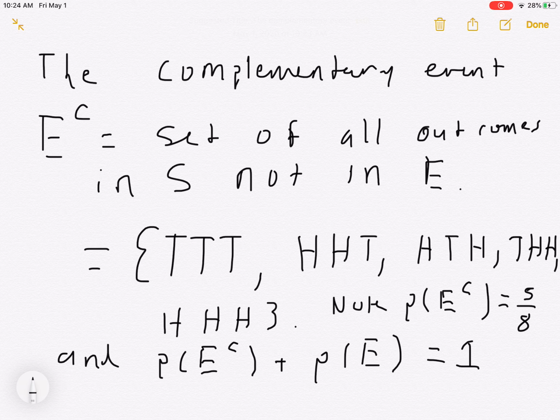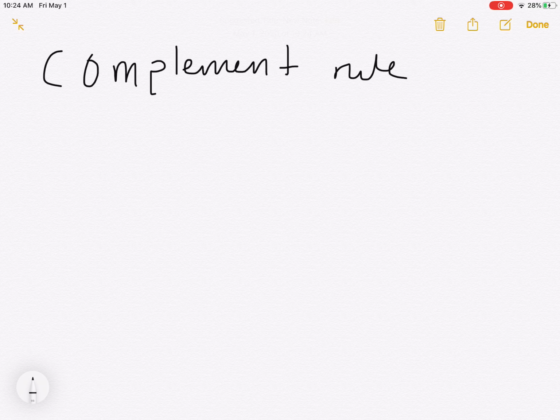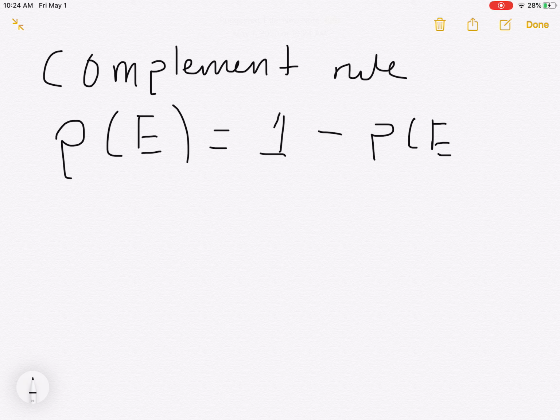Probability of E is everything in E, and probability of E complement is everything in S, not in E, so it makes sense it adds up to every possible outcome. And you arrive at this complement rule. The complement rule just says this: the probability of E is going to be 1 minus the probability of E complement. Okay, that's your first rule of the day, and it's the first of many.